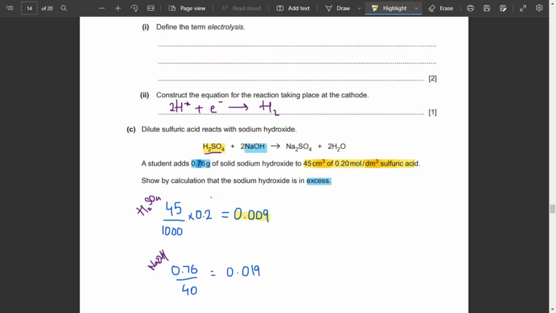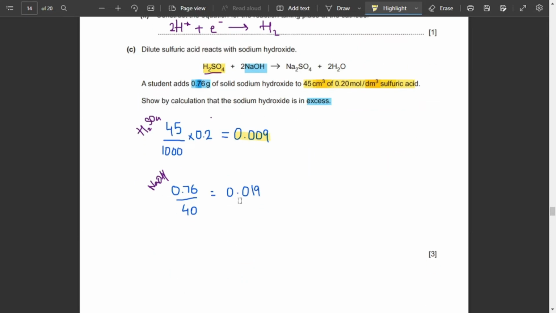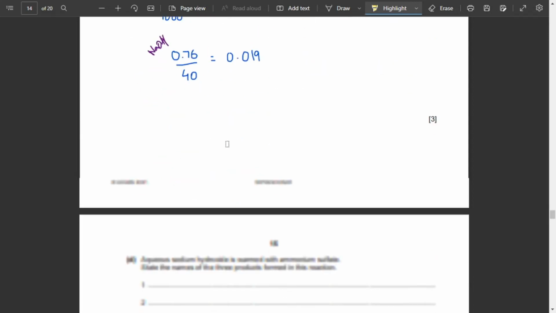And then if we talk about NaOH, we have 0.76 grams, and to find the number of moles we divide the mass by the molecular mass, and that is what we have done here. So 0.019, and as we can see, 0.019 is a greater value. That means sodium hydroxide is greater in amount as compared to sulfuric acid. Pretty simple and basic question.